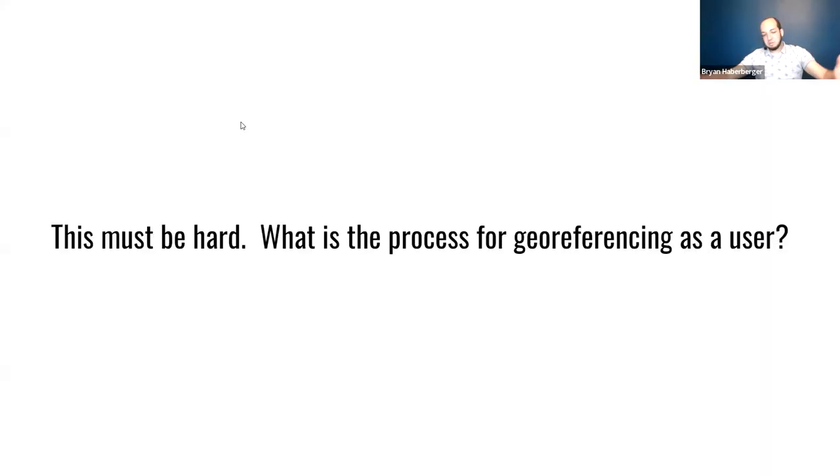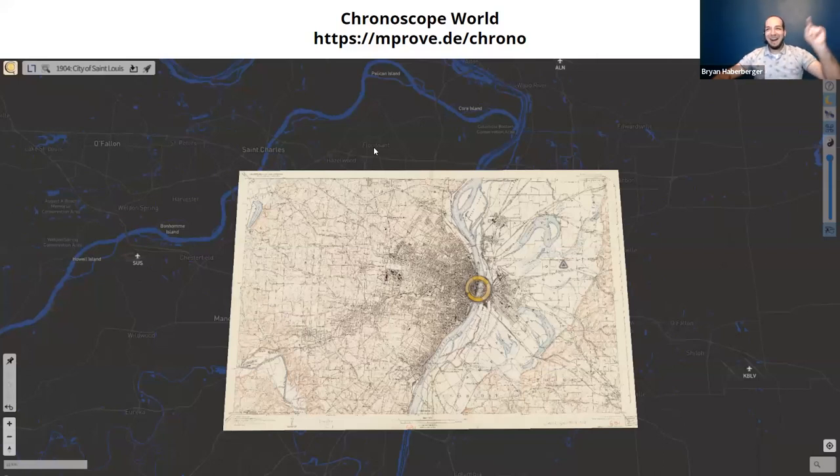So this must be hard. How in the heck is a user supposed to be able to do that? You know, that was so much technical stuff. How can I as a user be expected to do that? I do not georeference, so I'm going to show you what a user who has no idea what they're doing would go ahead and try.